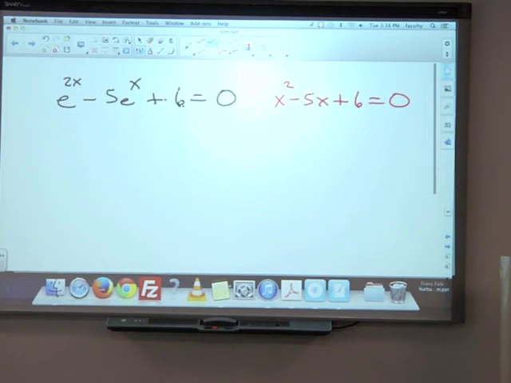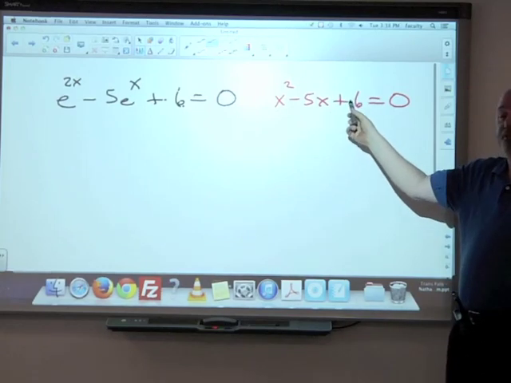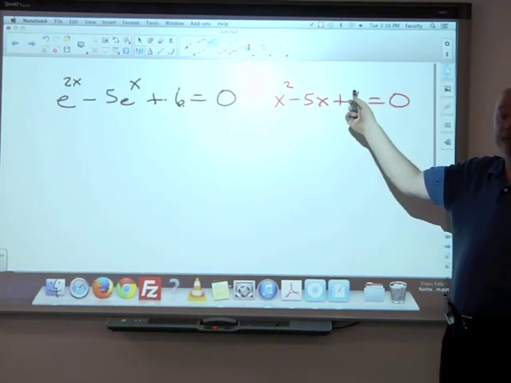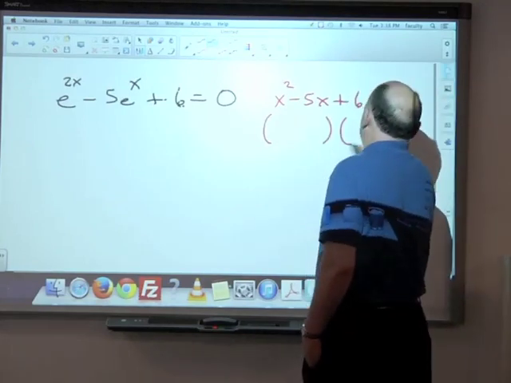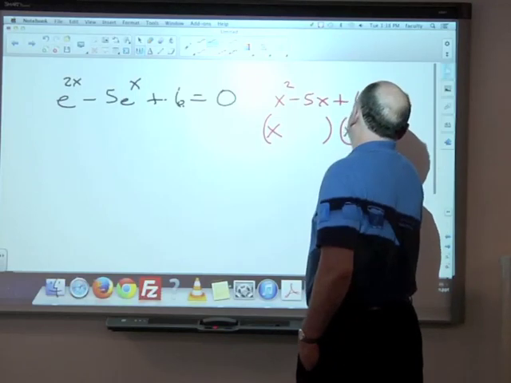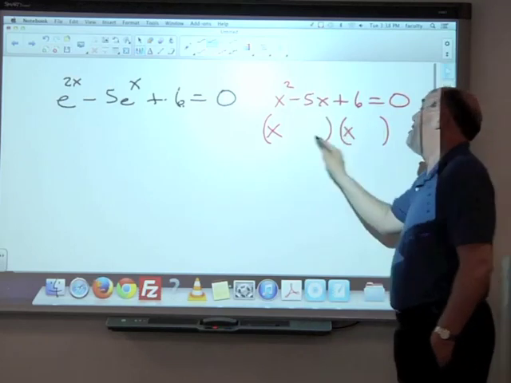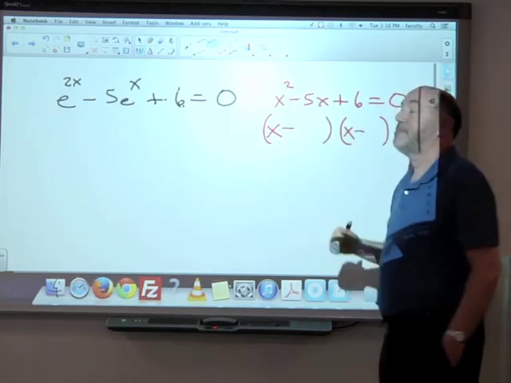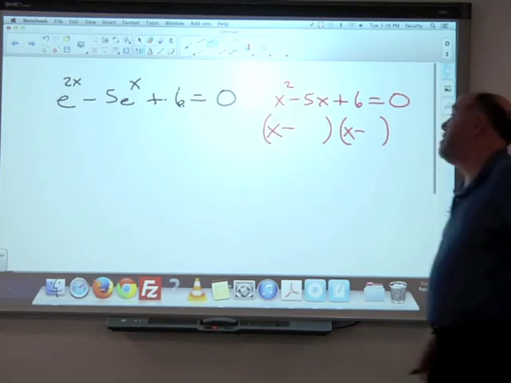Okay? This is factorable, so let's look at the one in the red first. Nice little quadratic, right? It can be factored. It'll be an x and an x. This is positive, but the middle term is negative, which means both of these have to be negative. And then we need two numbers that multiply together to give you 6 and have a total of 5. So 2 and 3, right?